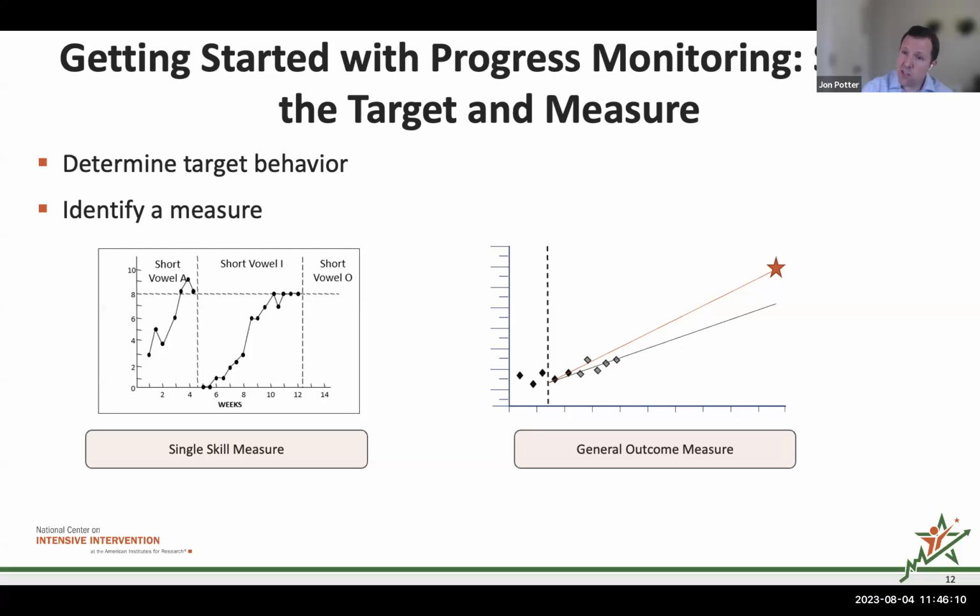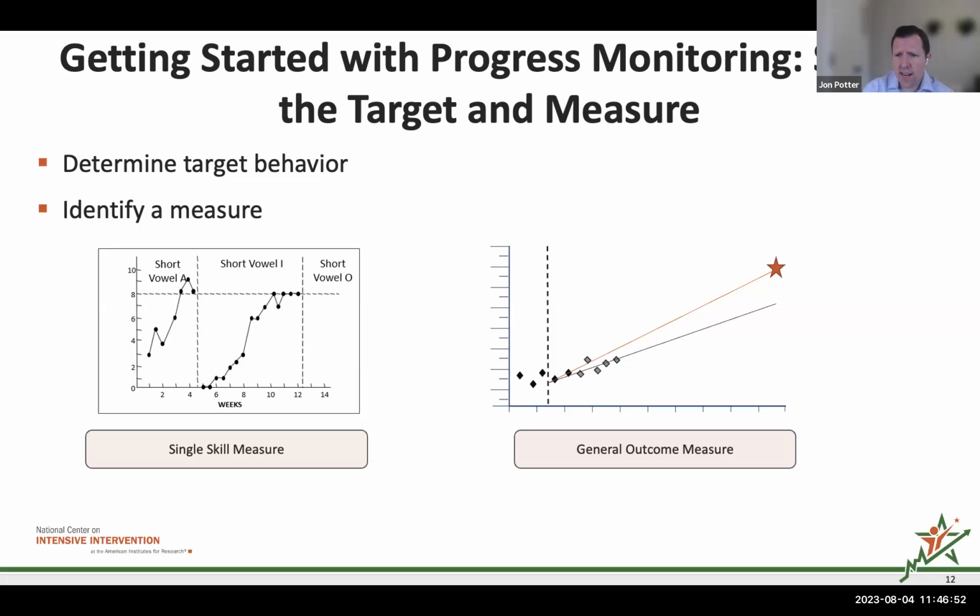The first on the left that you see there is a single skill measure. Sometimes you might hear these referred to as mastery measurement, but we're looking at discrete skills that we're teaching to students and monitoring until they develop and are proficient at that skill. And then we move on and monitor the next one. So for this one, maybe we're looking at specific letter sounds. We monitor the short vowel A sound because we're focused on that for a few weeks. They develop that A sound, then we switch and we work on the short vowel I sound. They get proficient on that, so we switch to the next one. That's one way of looking at it.